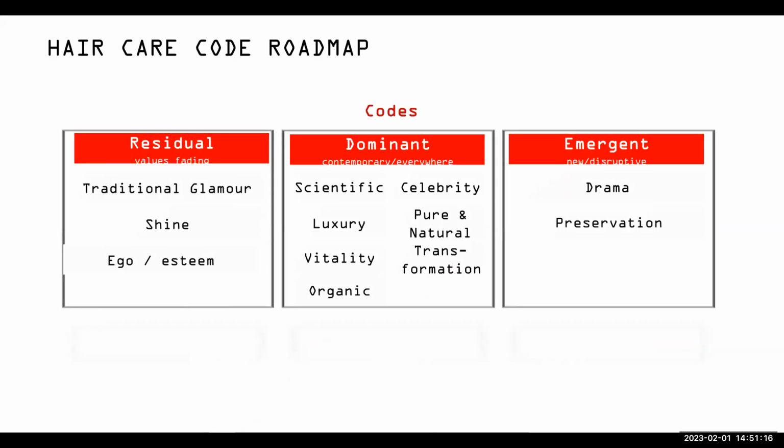So this was on hair care, how the hair care codes have changed. Earlier, it was traditional, black, shiny hair. It was building my self-esteem. Then it became about luxury, with greater focus towards being natural. And then the emergent was this whole thing about preserving your hair. And given all the pollution, we had to talk about how it preserves your hair in its best form, and a lot more drama which happened.